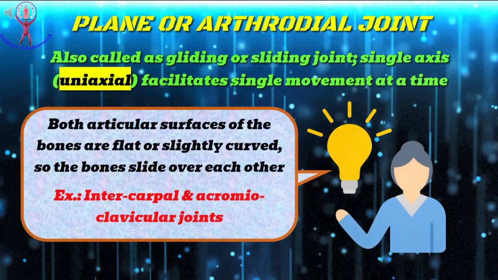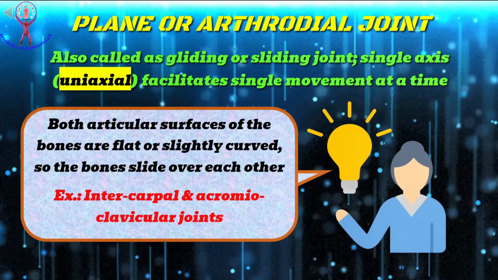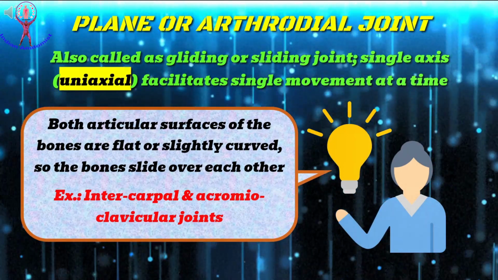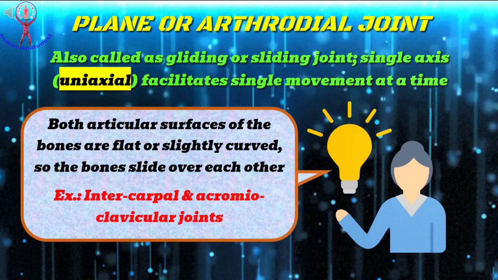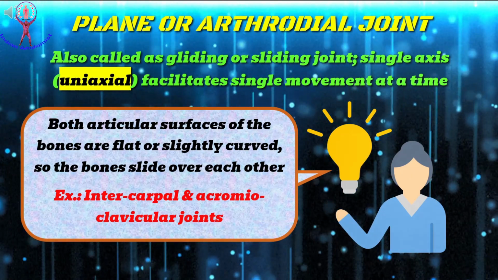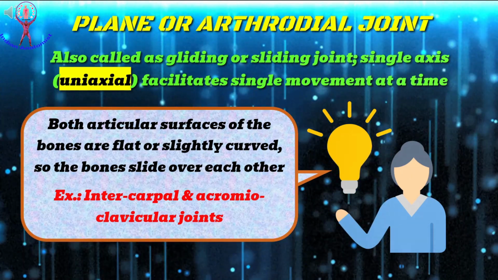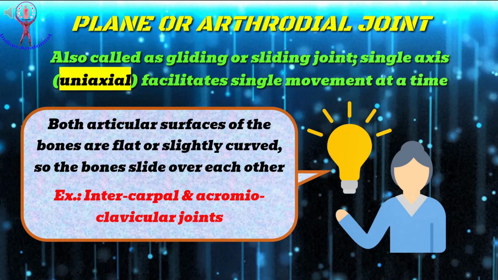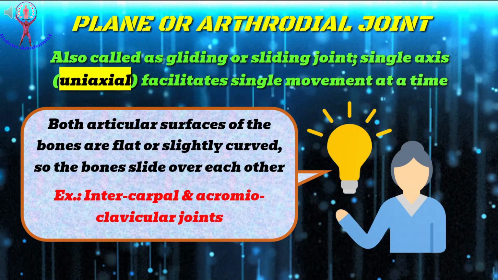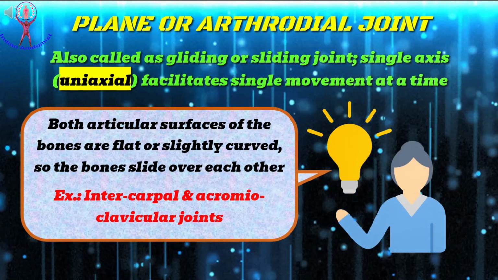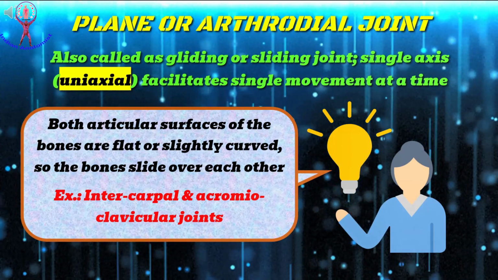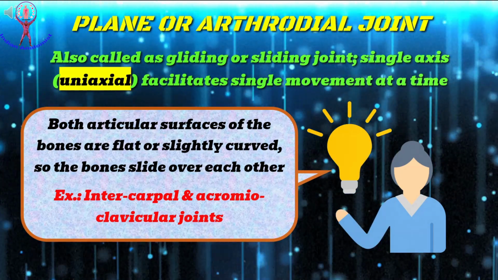What is a plane or arthrodial joint? Also called a gliding or sliding joint, movement occurs in a single axis, or uniaxial, and facilitates a single movement at a time. Both articular surfaces of the bones are flat or slightly curved, so the bones slide over each other. And the examples are intercarpal joints and acromioclavicular joints.